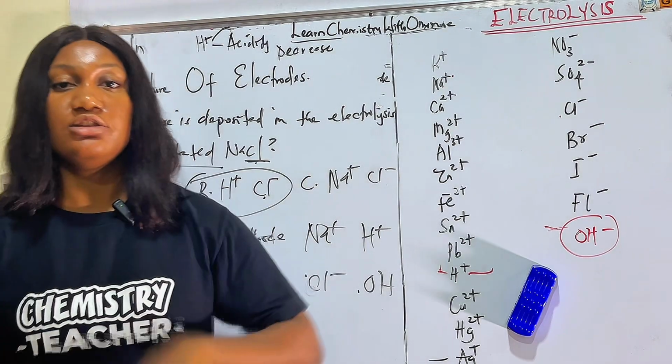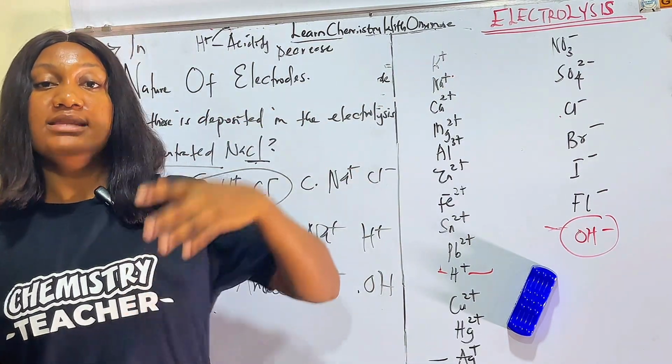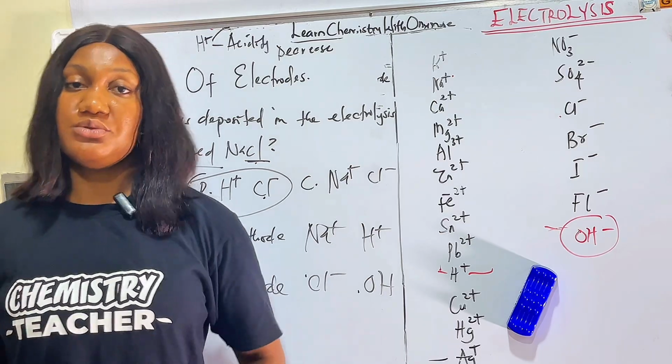Then this is the summary of what is being discharged at the electrode, at the cathode or anode, in electrolysis.